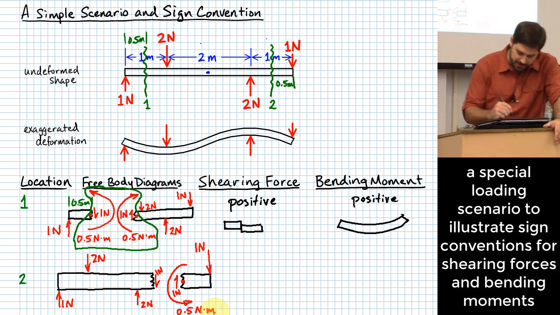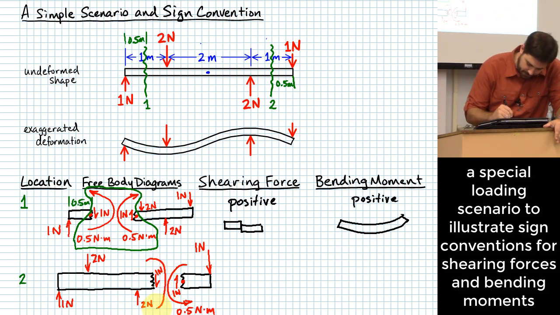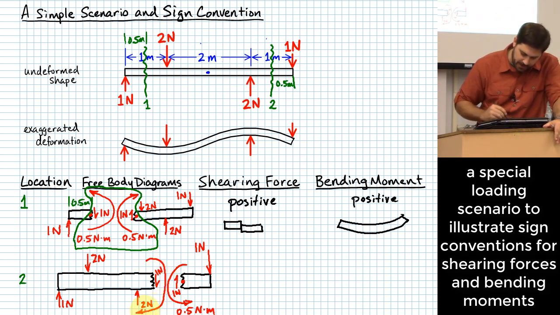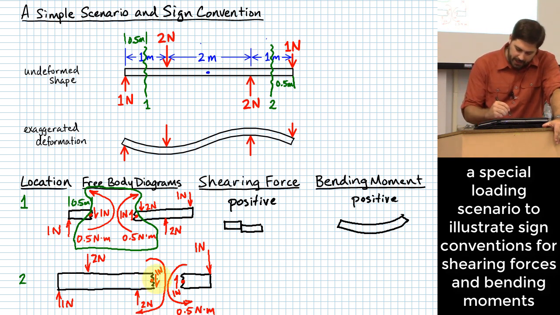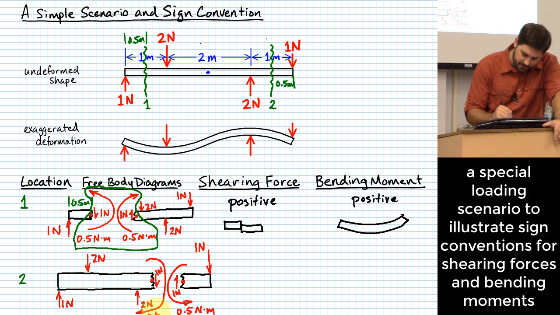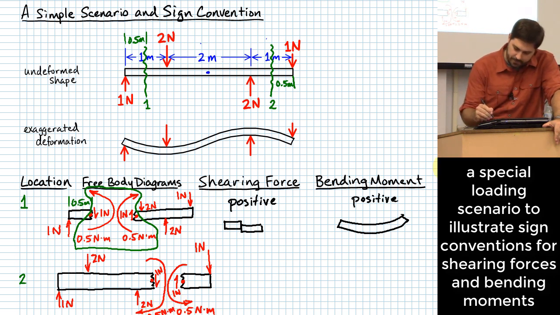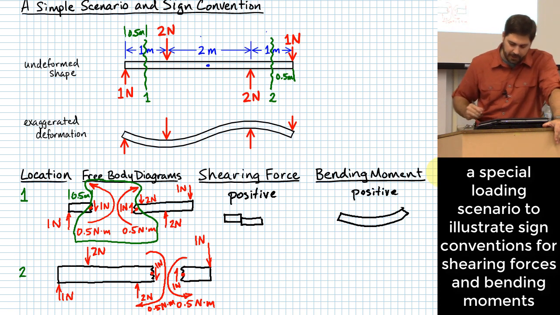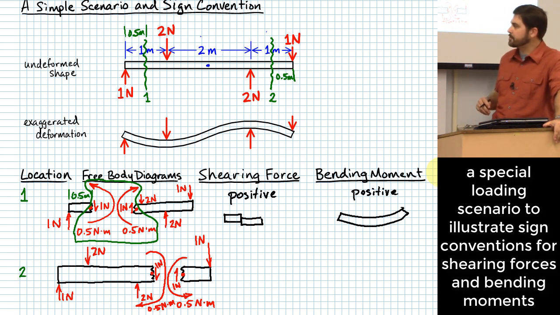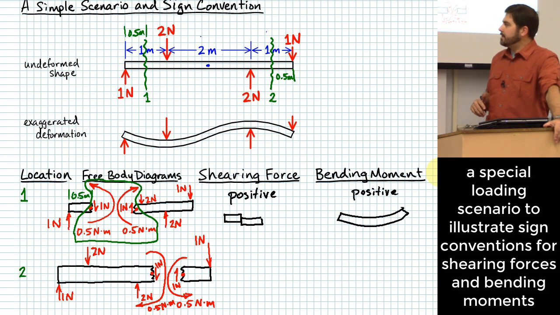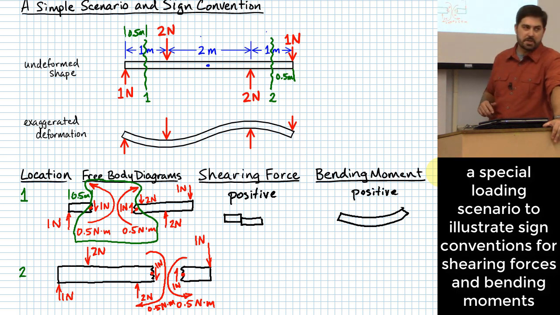And we could do the same thing on the other side. I'll let you do the math if you're curious about it, but this should end up being a clockwise tendency to rotate of 0.5 Newton meters that reacts similarly over there on the left side. All right, so let's think about our shearing force and bending moment. What's my shearing force?